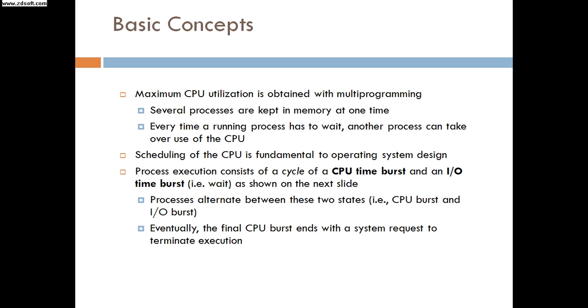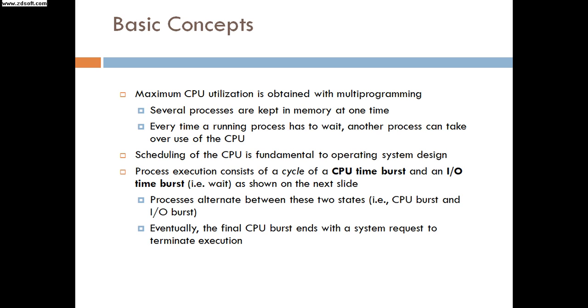In general, multiprogramming is defined as multiple programs that are loaded in memory for execution. So several processes are kept in memory at one time. Every time a running process has to wait, another process can take over the use of the CPU. So frequently we will be switching the CPU among the processes, and we will have an illusion that n number of programs are executed simultaneously. With this, we have to keep the CPU in a maximally utilized manner.